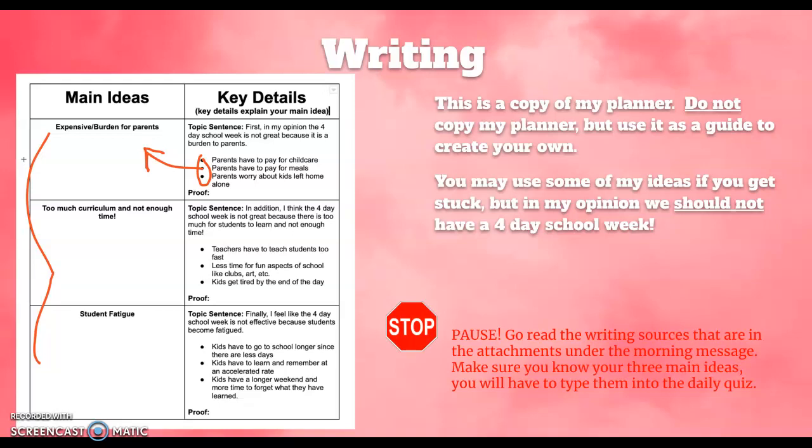So what you're going to do today is make sure that your 3 main ideas are on one side of your planner, and that you come up with your 3 key details on this side that support your idea. You can add your proof if you would like. You can add a topic sentence if you would like, but you do not need to. Right now would be a really good time to go ahead and pause this video, get your planner started, and take a snapshot when you're done. You'll have to submit that to me.